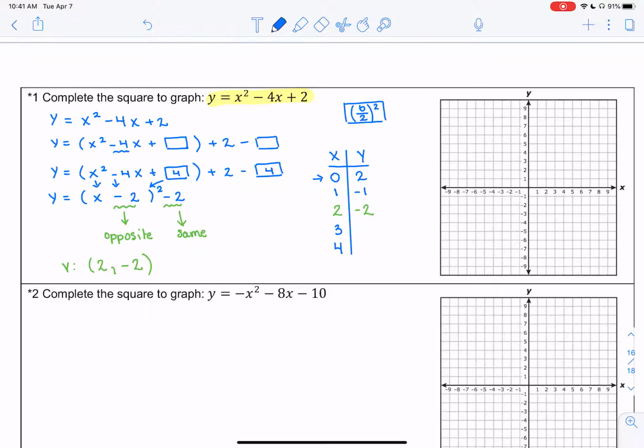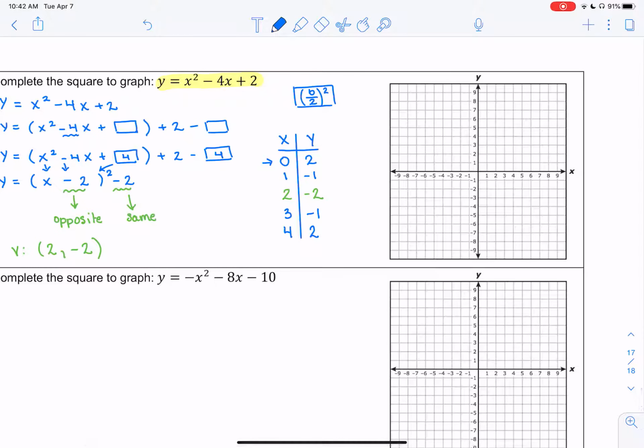Follow suit with 3 and 4, plugging 3 in. 3 squared minus 4 times 3 plus 2, and I get negative 1. Plugging 4 into that yellow highlighted equation, 4 squared minus 4 times 4 plus 2, and I get 2. And what you should notice is that these numbers reflect each other if you did it correctly.